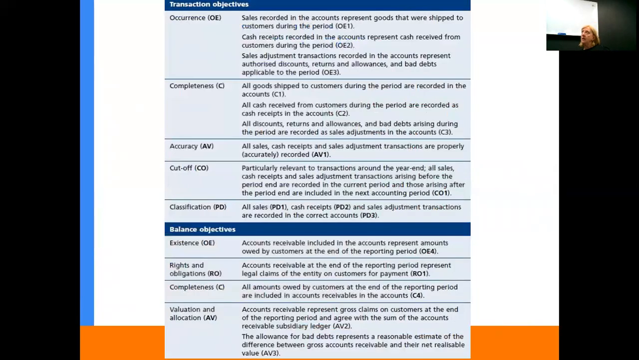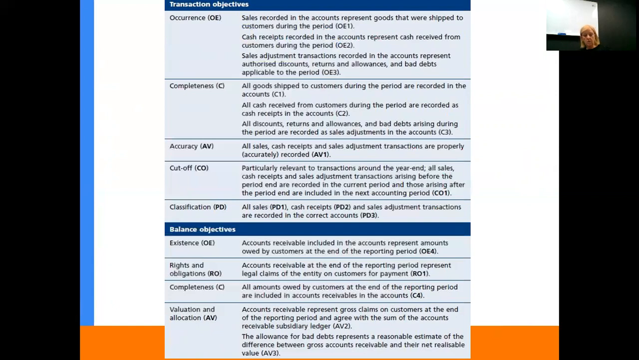And then we come to all of the management assertions. So these management assertions, we've got the transaction related, these are audit objectives. So these audit objectives relate to the management assertions. The names are the same, but what we're doing is looking at it from the point of view of the auditor.